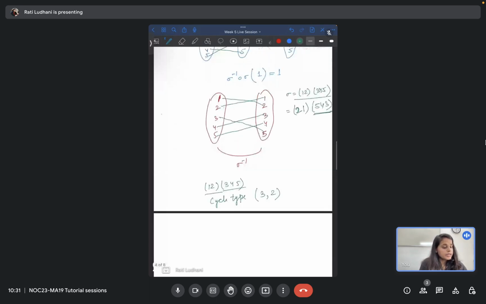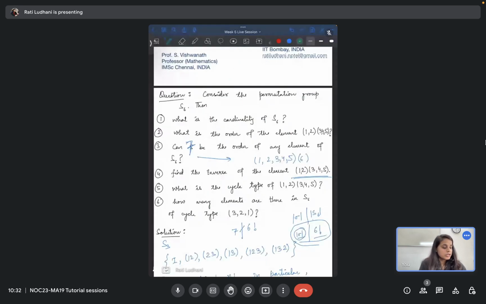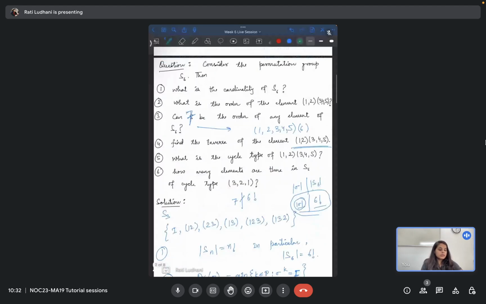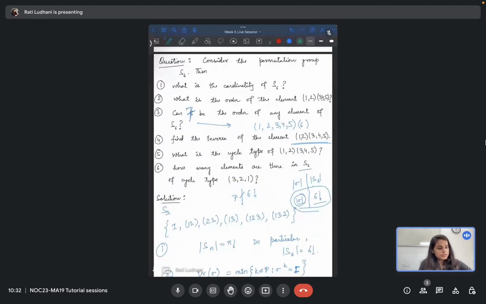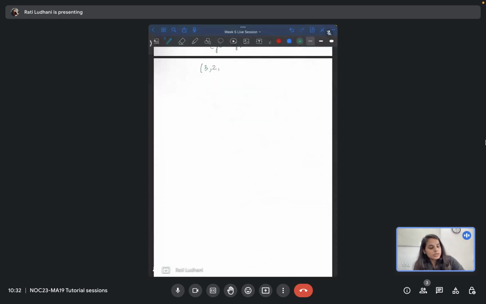Okay. How many elements are there in S6 of cycle type 3, 2, 1? Let's check. You have cycle type 3, 2, 1. One more thing, this is something I did wrong.